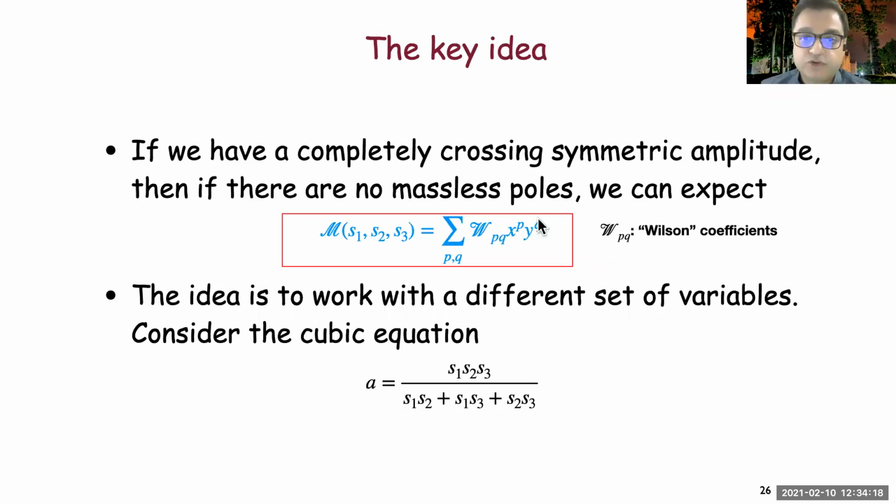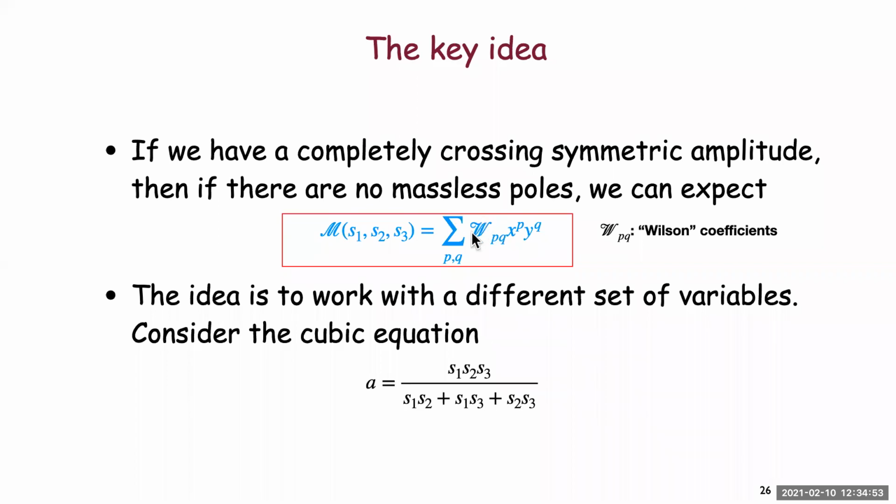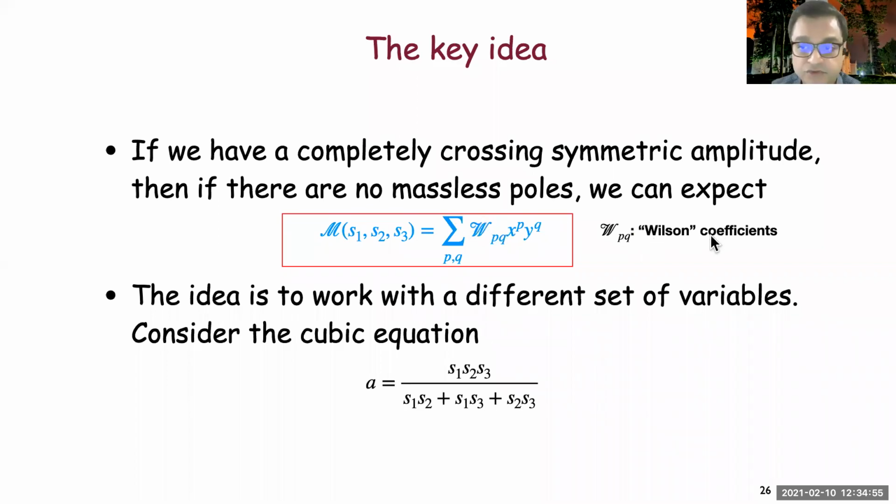So the key idea is that suppose we have a completely crossing symmetric amplitude, and if there are no massless poles, we can expect that your amplitude will admit an expansion in this form. Let's focus for the time being on quantum field theories, and there will be a similar story also for Mellin amplitudes. So you'll have an expansion in powers of X and Y. X was just a quadratic combination of Mellin variables, and Y was the cubic combination. These calligraphic W's are referred to as Wilson coefficients.